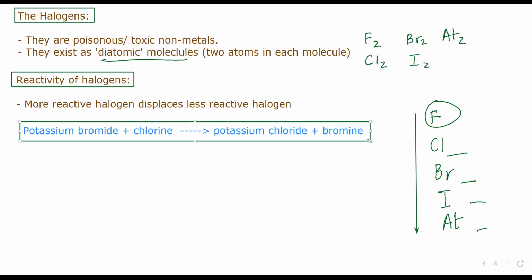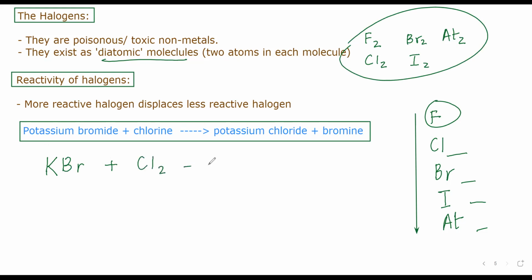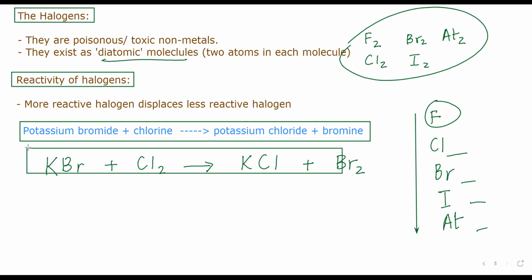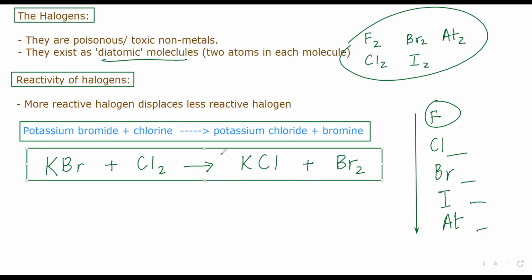What will be the equation of it? Potassium bromide, we already know the formula, KBr, right? Chlorine, as I already mentioned that we want in diatomic form, so Cl2. What will be the formula of potassium chloride? KCl. Bromine, Br2, right? Halogens in diatomic form. Now let's see whether the equation is balanced or not. We need to balance by putting 2 here, and all set to go, right?